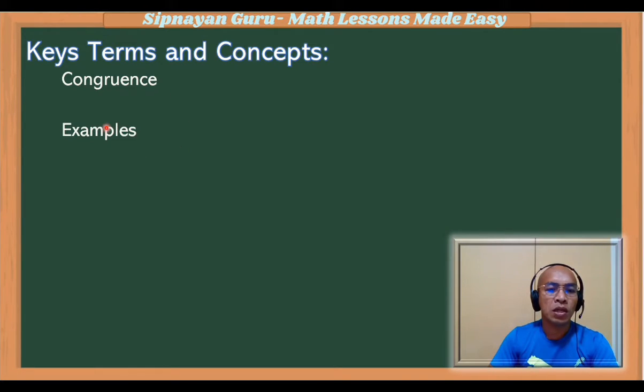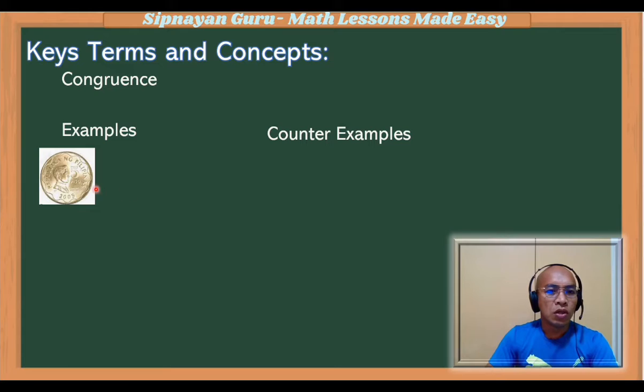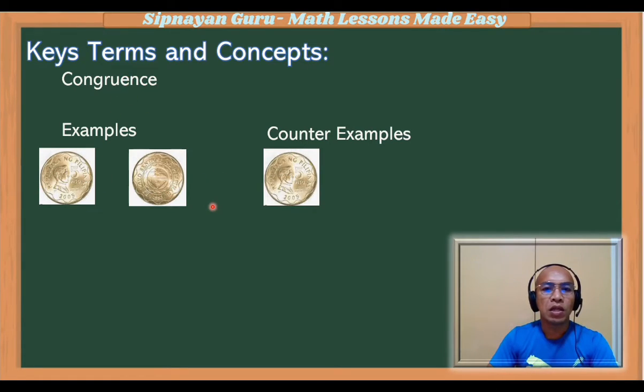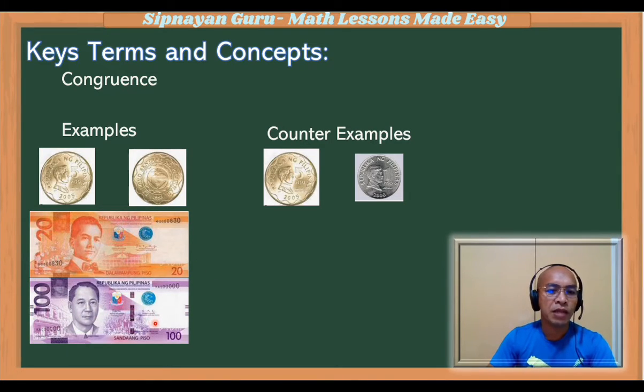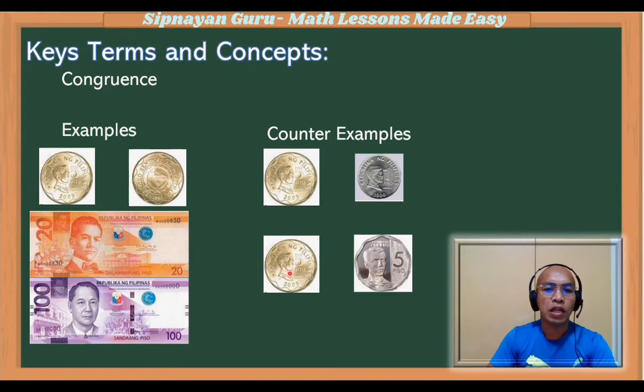Now, let's illustrate this in these two sets of examples. The first column is examples that involve congruence, and the second, the counterexamples. So these two geometric figures, the 5 peso coin, this is the face and the head, are congruent. In contrast, this 5 peso coin and this 1 peso coin are not congruent. This 20 peso bill is congruent to this other 20 peso bill. But in contrast, these two 5 peso coins are not congruent.